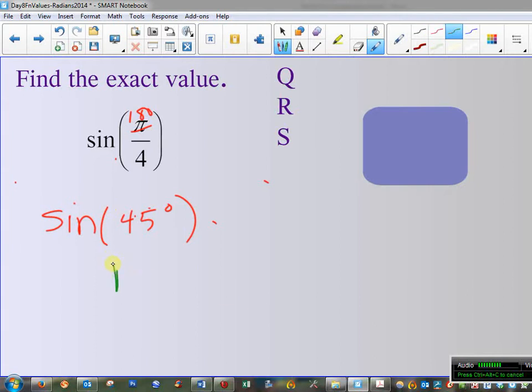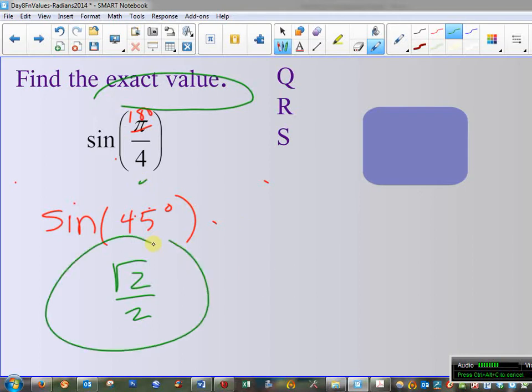Sine of 45 degrees is square root of 2 over 2. So that is the exact value for an angle that's measured in pi over 4 radians. That is your answer. Since we're already in quadrant 1, we don't need to bother with reference angles. We know everything in quadrant 1 is positive.